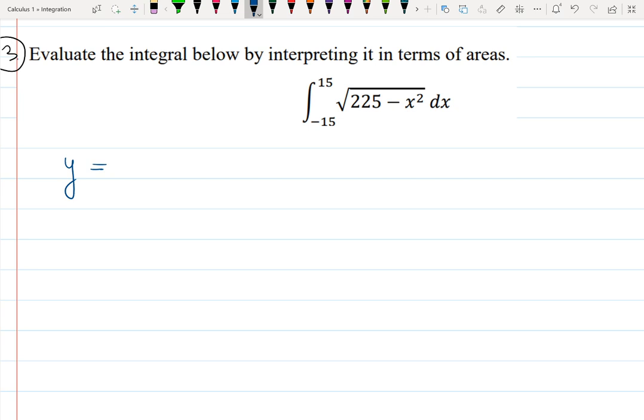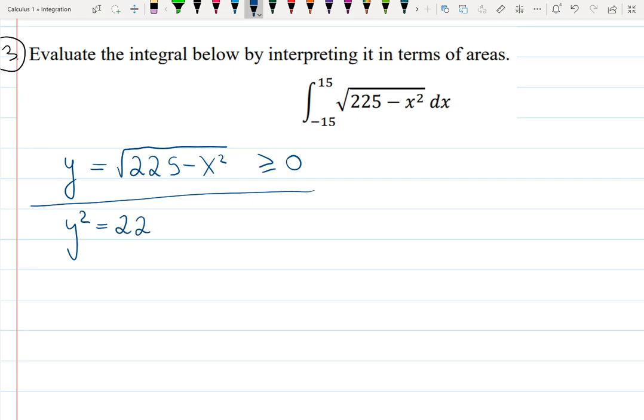The integrand is the function we are integrating. That is square root 225 minus x squared. For now, let's remember that y should be positive or 0 because the square root is positive or 0. But I will recommend you to square both sides. That's going to be y squared equals 225 minus x squared, and move variables to the left. X squared becomes positive: x squared plus y squared equals 225.